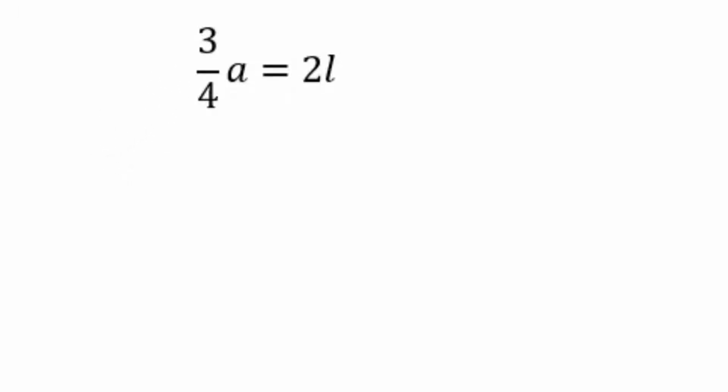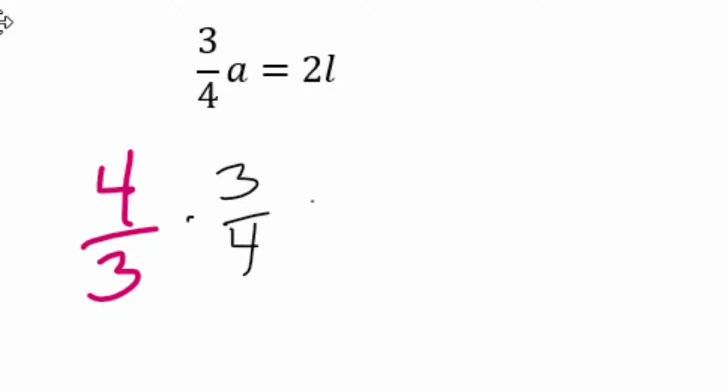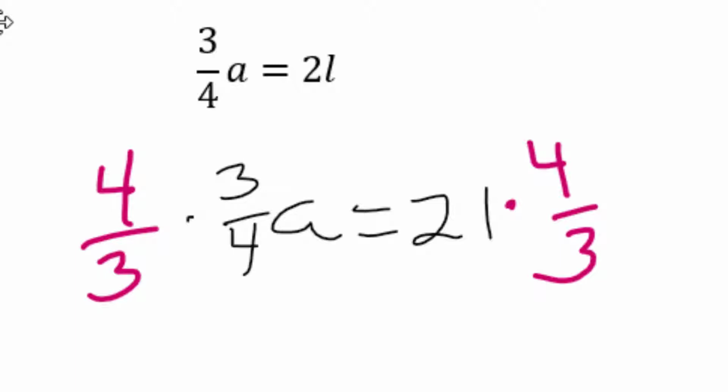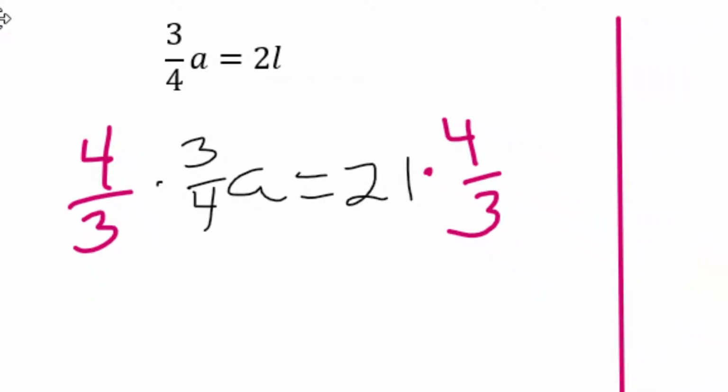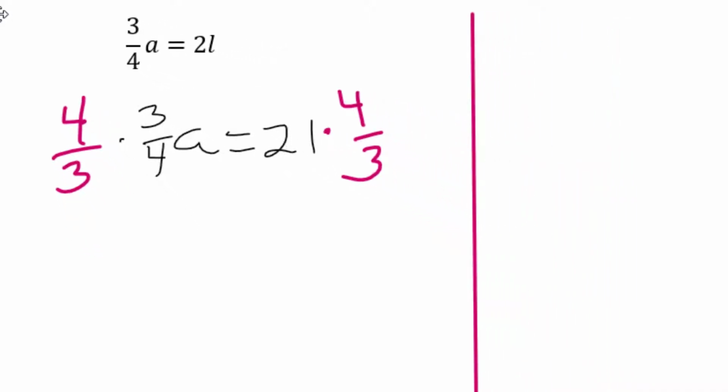So I'm going to write 4/3 times 3/4 times a equals 21 times 4/3. Remember, you have to multiply both sides of the equation. This equal sign identifies each side. Okay, so now let's simplify this side.